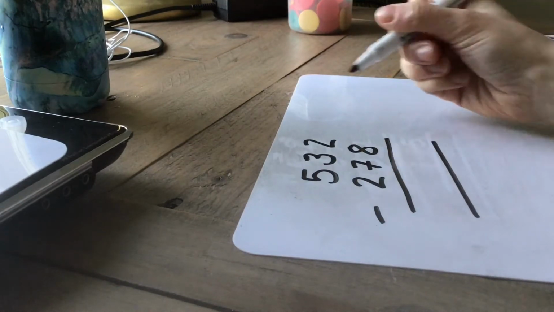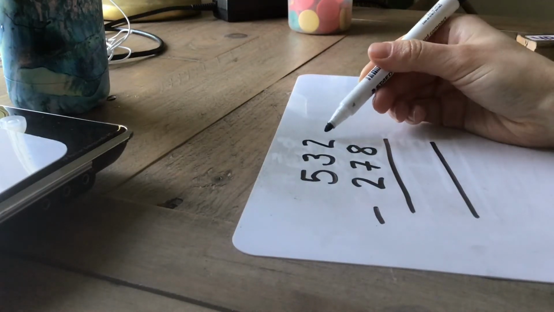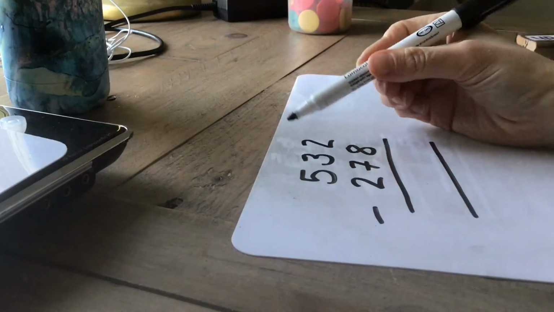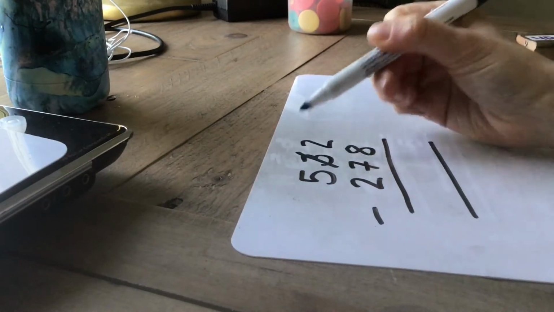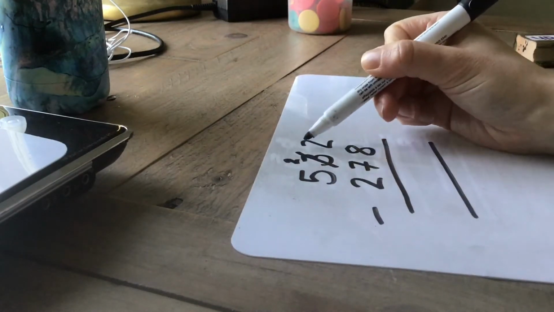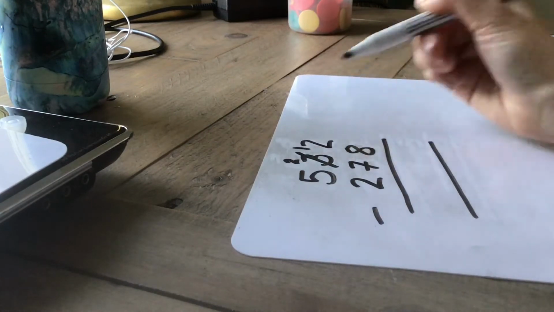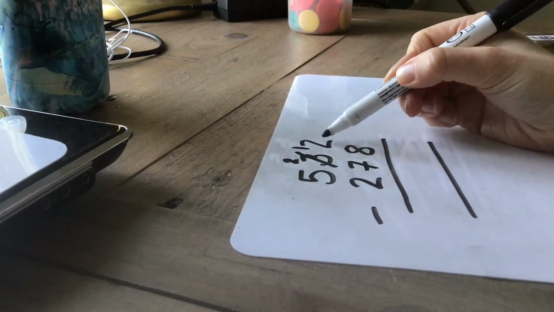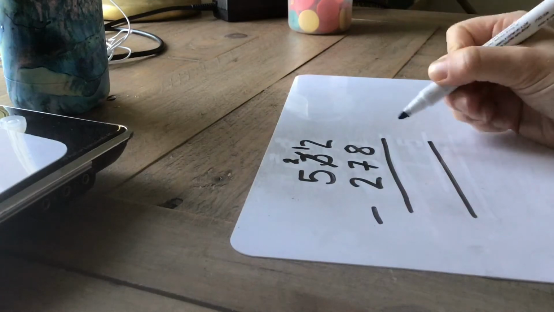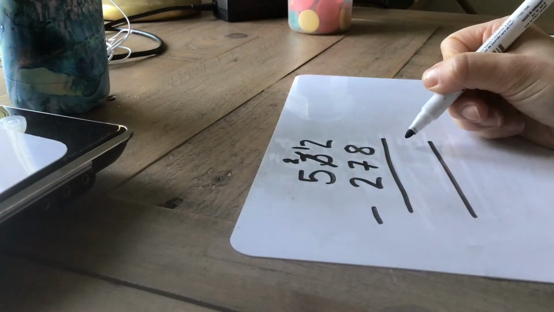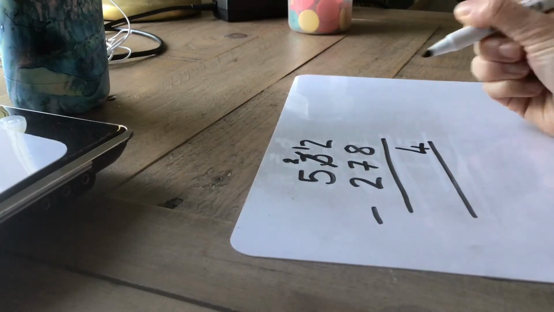So if you want to use the column method, you need to do 2 take away 8, which we cannot do, so we're going to have to exchange from the tens. 20 becomes 30. We move that 10 over there. Now we have 12. 12 take away 8, as we know, is 4.